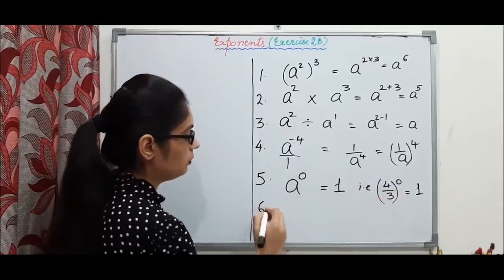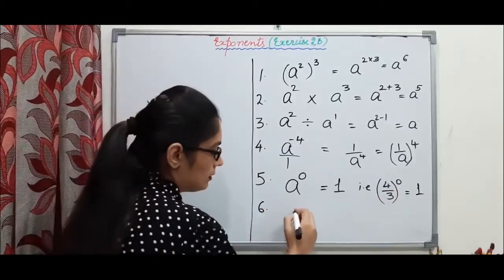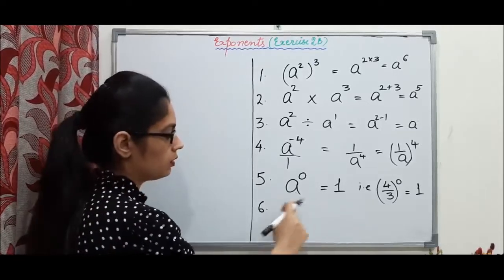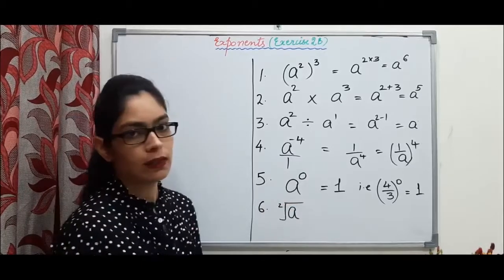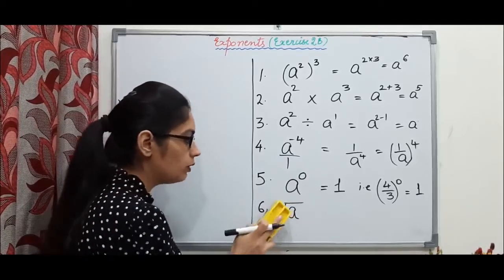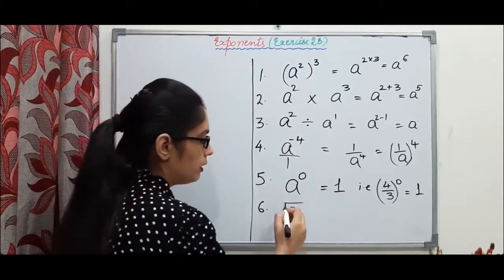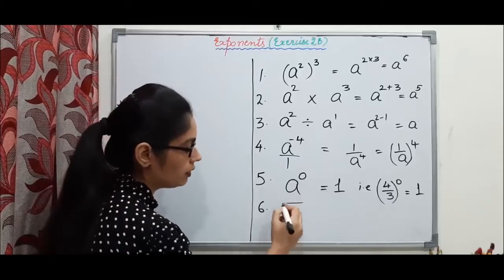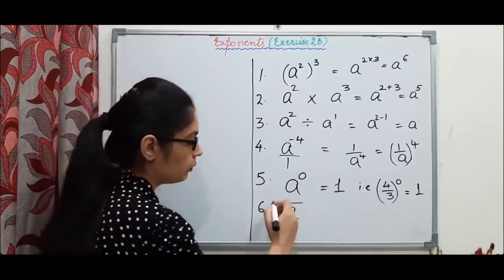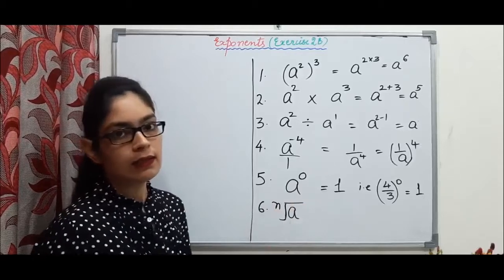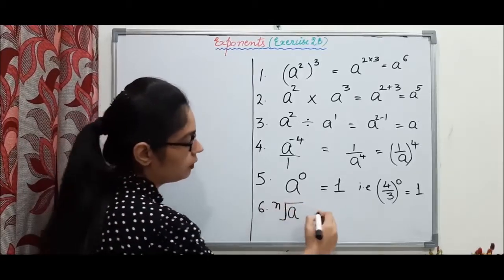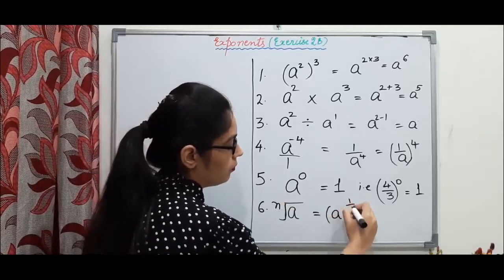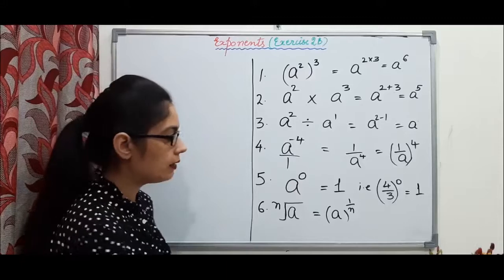Now sixth rule. In this exercise you will also see the power in the form of roots. This is root. If I write anything here, 2, if we write 2 also, if we don't write 2 also, it is square root. If we write 3, then it will be cube root. If we write 4, then fourth root. So if you see this is the expression for root, and here n is any integer, n power root, then this n will be changed to 1 by n. I'll give you an example.